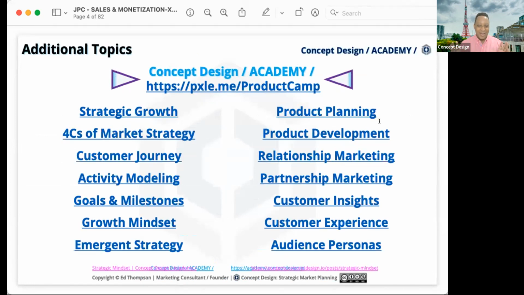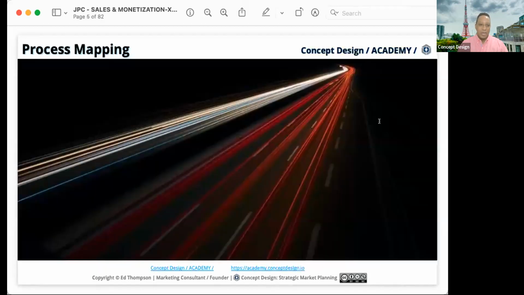These are some of the other additional things that are included on the Academy site. We're not going to have enough time to cover these in detail here today, but things such as strategic growth, other things related to, say, relationship marketing, how to establish a growth mindset, different things about audience personas, etc.